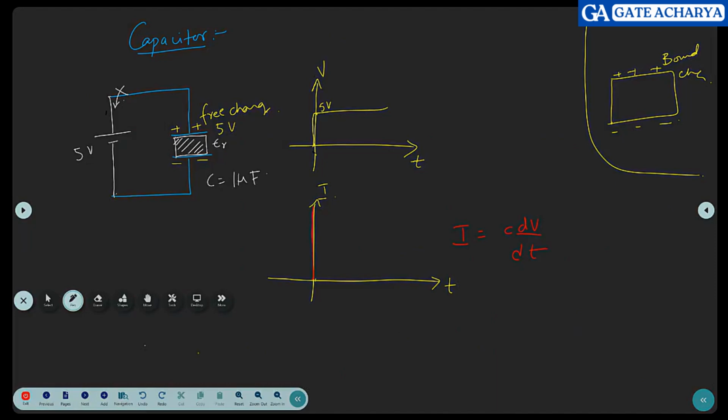What is a capacitor? A capacitor is a zero order system. So the relation between V and C is V equals Q by C. So it's a zero order system. There is no need for a capacitor to delay anything. Whatever you give as an input, instantly the output will appear.